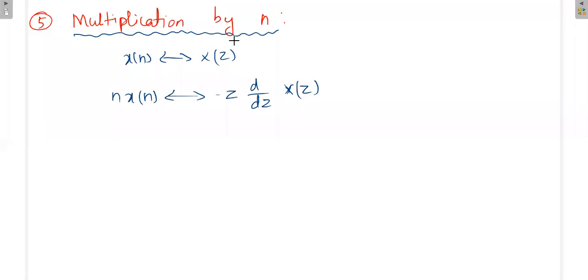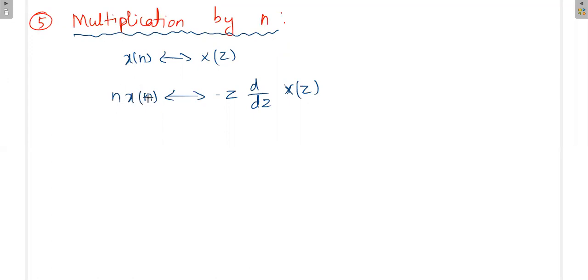In the last class, we have seen the properties of Z transform. In this class also, we are continuing with that. Now, the property is multiplication by n. So x of n Z transform is x of z. Then what is the Z transform of n multiplied with x of n?